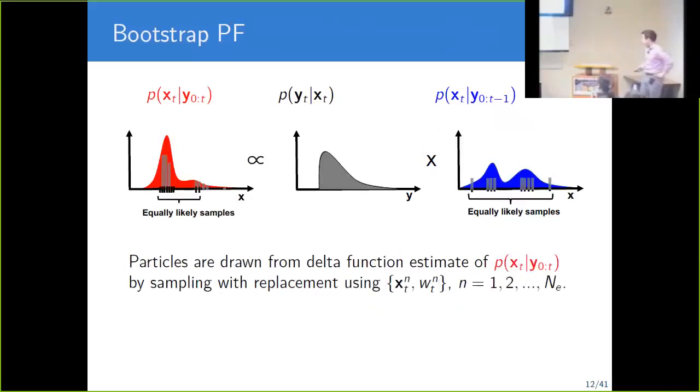And then the last step is the particles are just going to be drawn from this delta function representation of this posterior PDF by sampling with replacement based on the prior samples you have, or the prior particles, and these weights. And so particles that have higher weights are going to be sampled multiple times, as I'm showing here for this example. And again, this particle out here that has a zero weight is going to be completely removed.